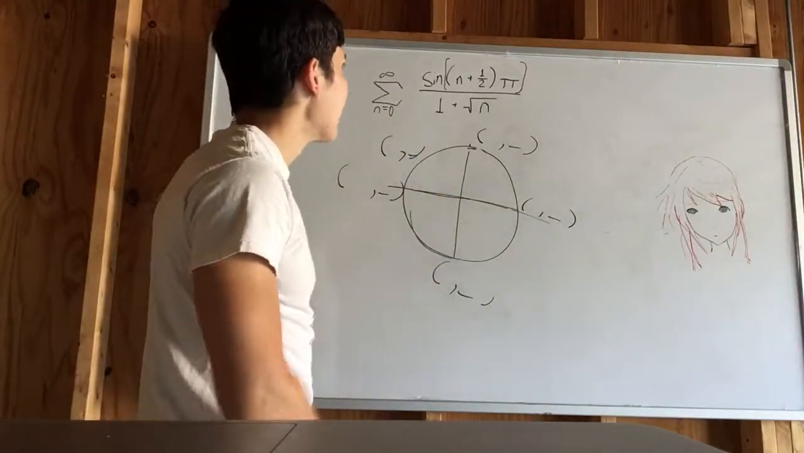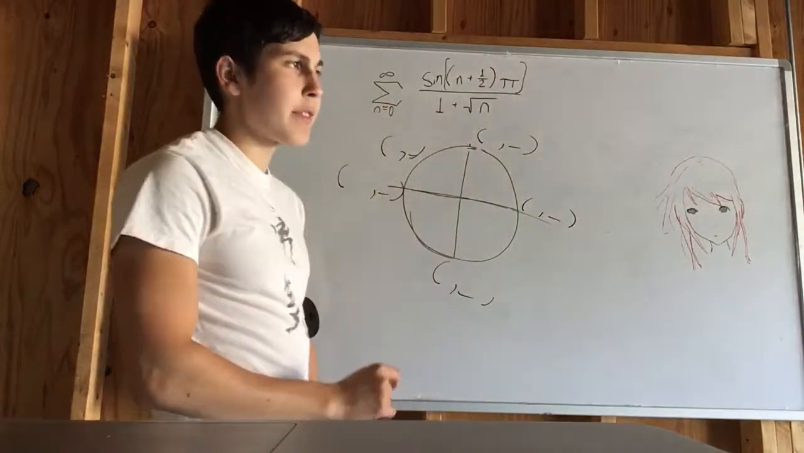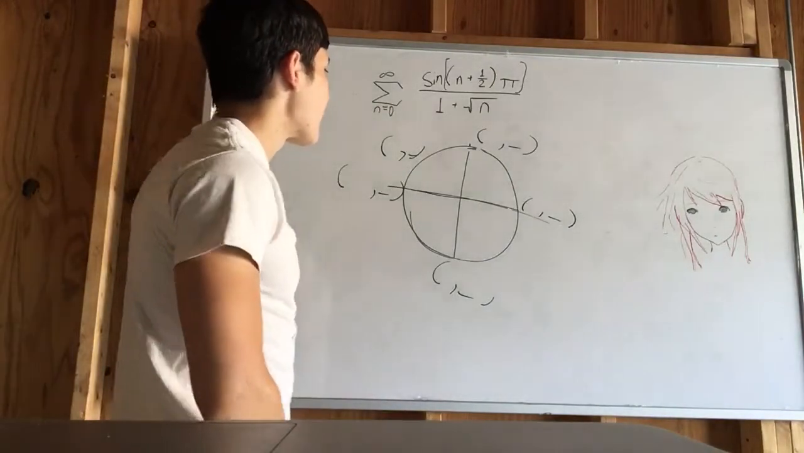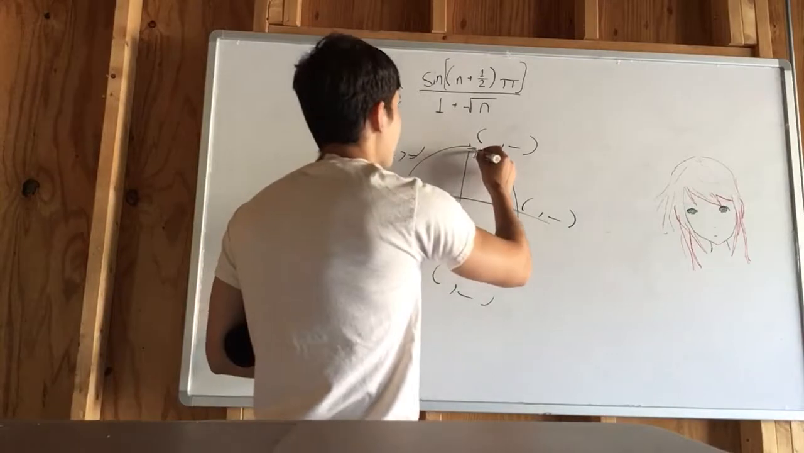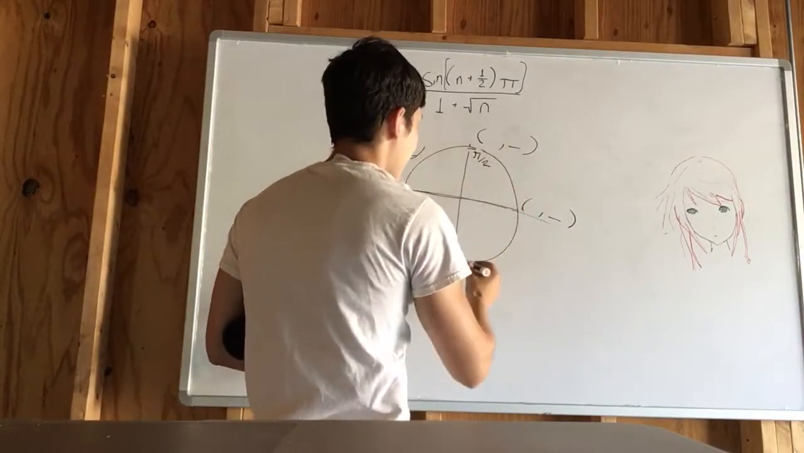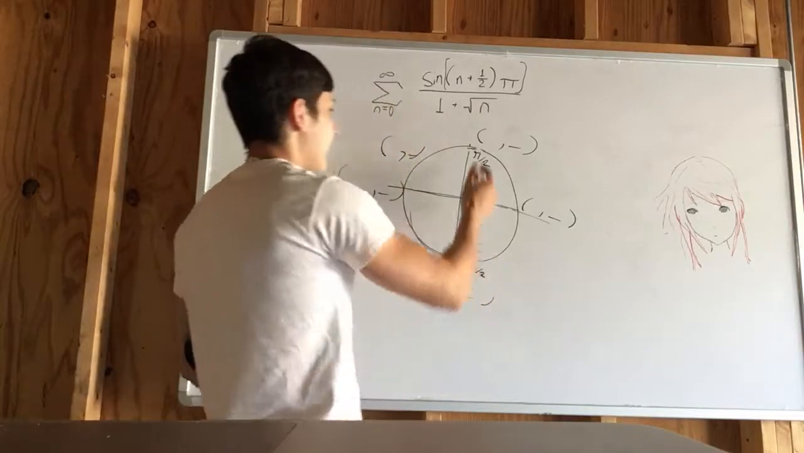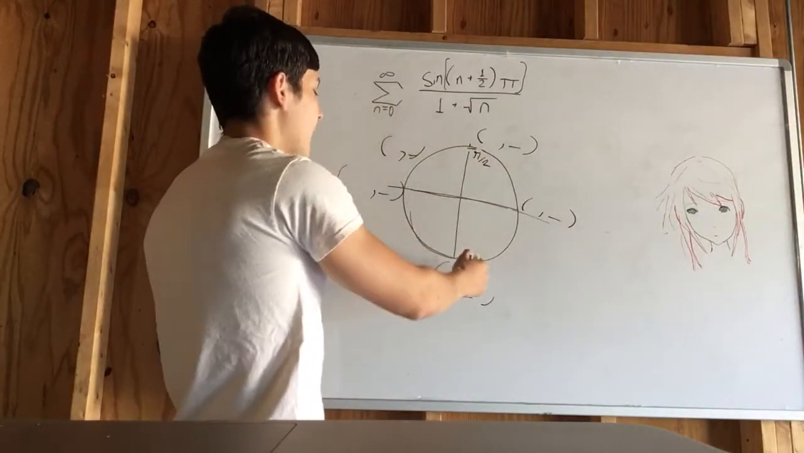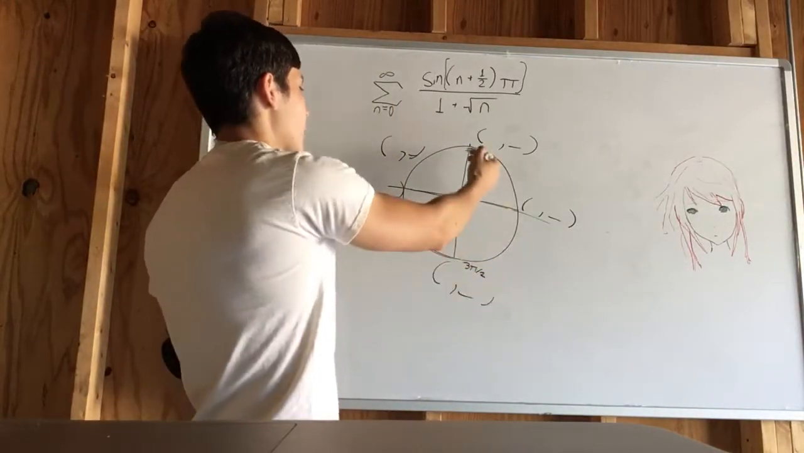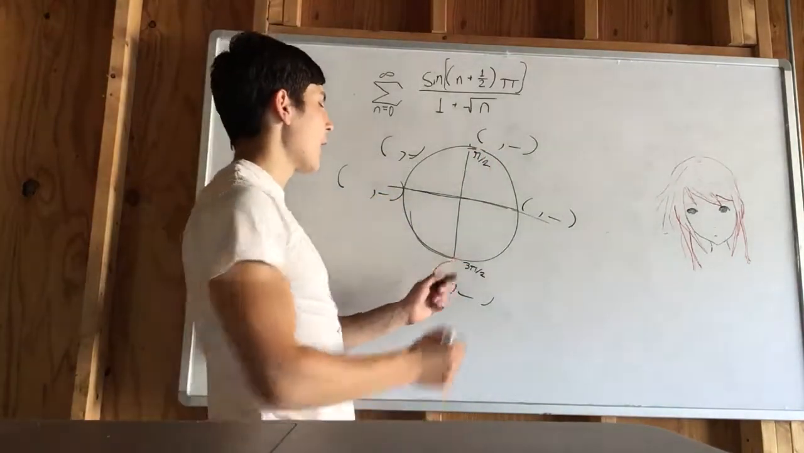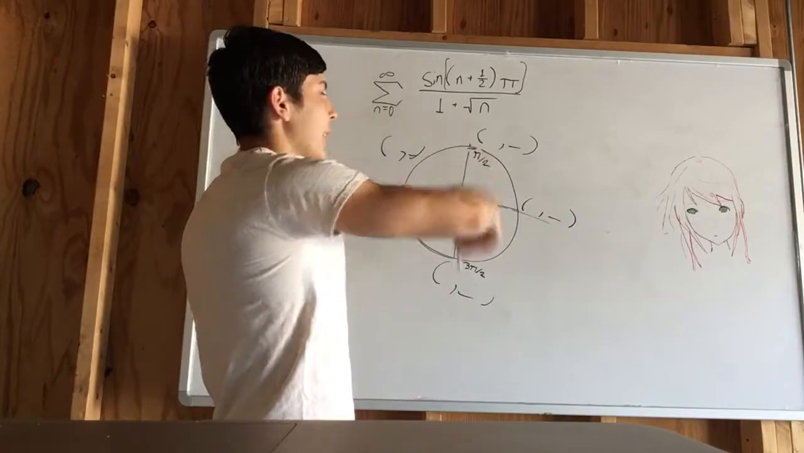But the thing is, we have pi halves in here. We're multiplying pi halves. So pi halves is this one. Pi halves and 3 pi halves. And then that would be 5 pi halves, and then this would be 7 pi halves, and then this would be 9 pi halves, and so on. So clearly, these right here are the ones we care about.